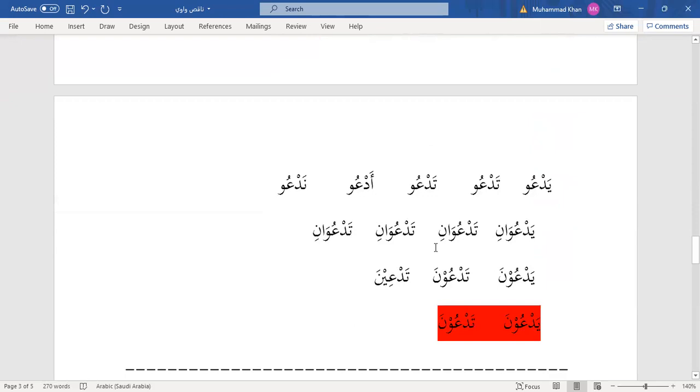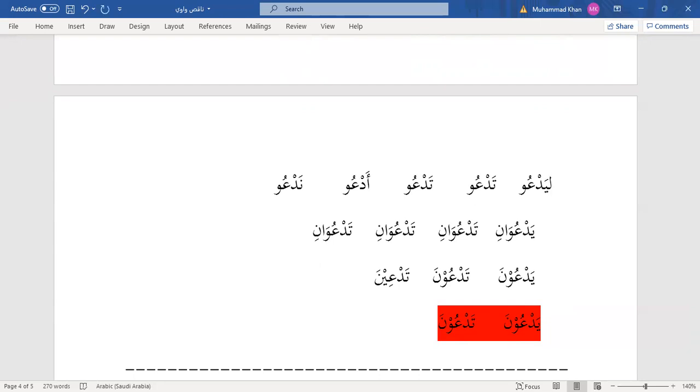And now let's see what kind of changes take place when we make it majzoom. Do you remember any harf that gives jazm or makes it majzoom? Do you know the harf? There are three for jazm that make it sakin.